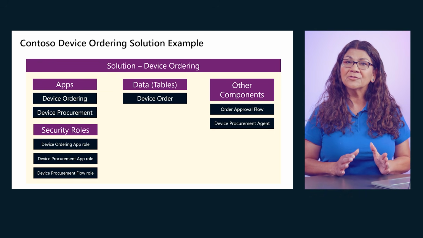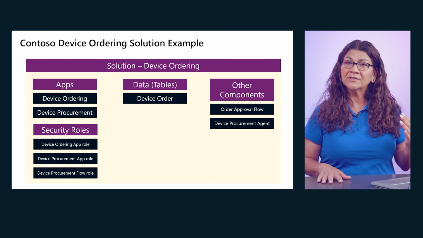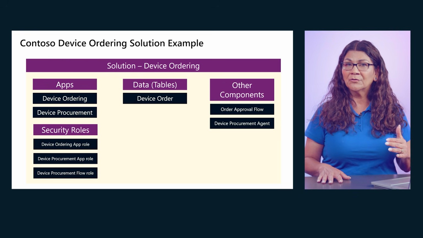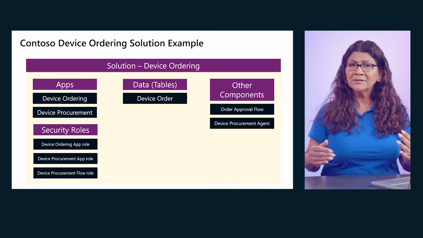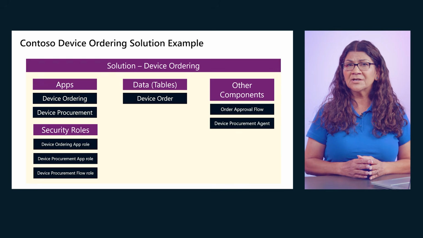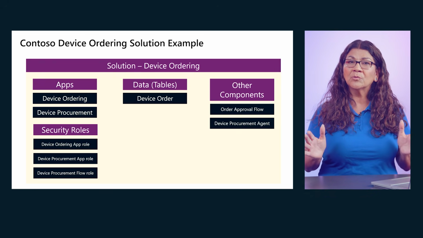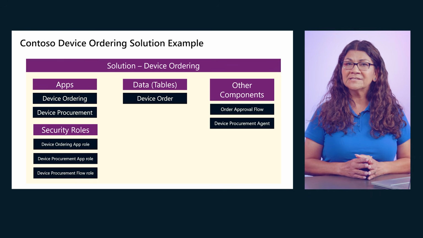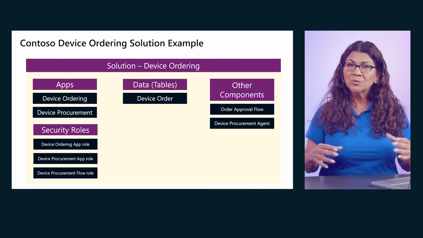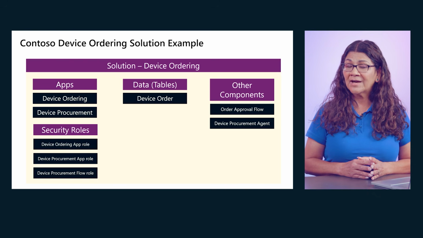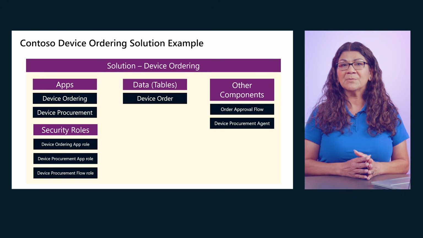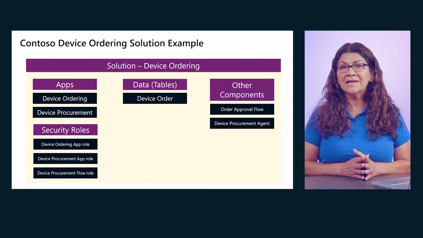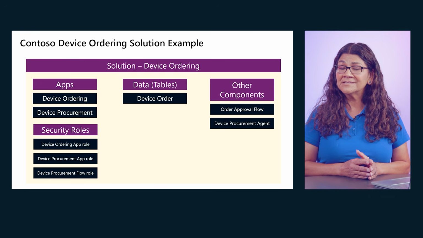Supporting these apps are three security roles, one for each app and an additional role for the procurement workflow. These roles ensure that users only access the components relevant to their responsibilities, enforcing role-based access control and maintaining data security. At the core of the solution is the device order table, which acts as a central data repository for all device requests. This table is shared across both apps, enabling seamless data flow and consistency.